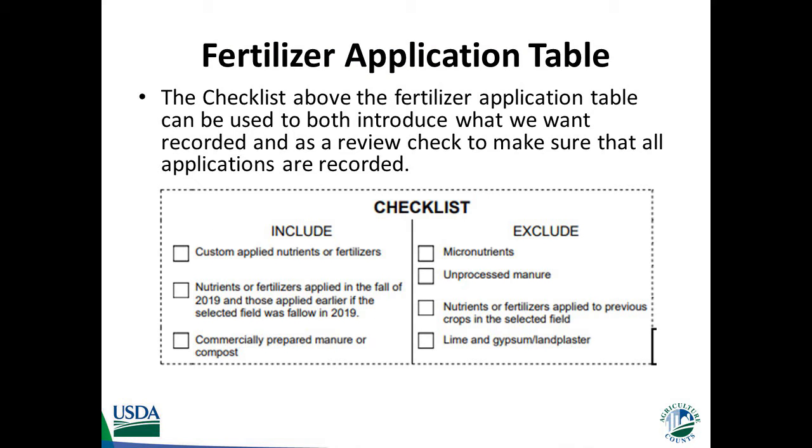The fertilizer application table shows a checklist which can be used to help determine what we want to include and exclude from the table. It is important to make sure that all applications of the nutrients and fertilizers for the current year's crop are listed in this table.